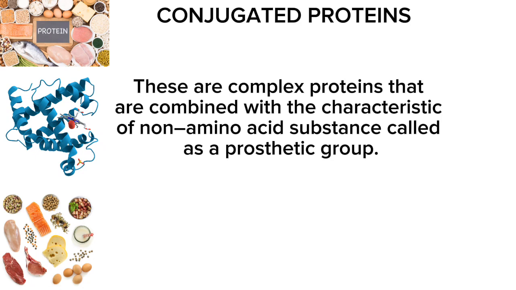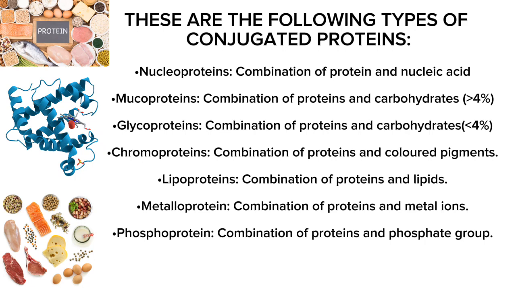Conjugated proteins. These are complex proteins that are combined with a non-amino acid substance called a prosthetic group. These are the following types of conjugated proteins: nucleoproteins, a combination of protein and nucleic acid; mucoproteins, a combination of proteins and carbohydrates; glycoproteins, a combination of proteins and carbohydrates; chromoproteins, a combination of proteins and colored pigments; lipoproteins, a combination of proteins and lipids; metalloproteins, a combination of proteins and metal ions; phosphoproteins, a combination of proteins and a phosphate group.